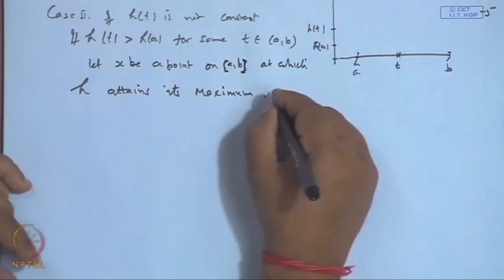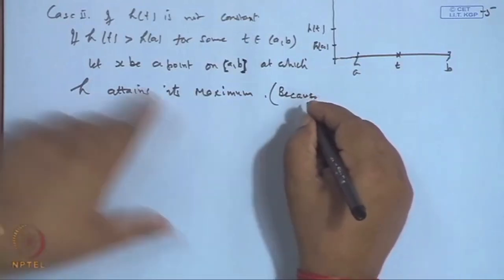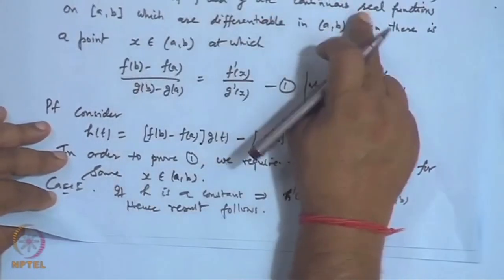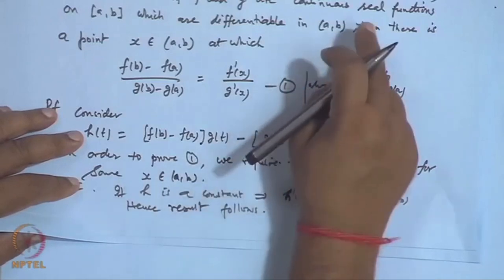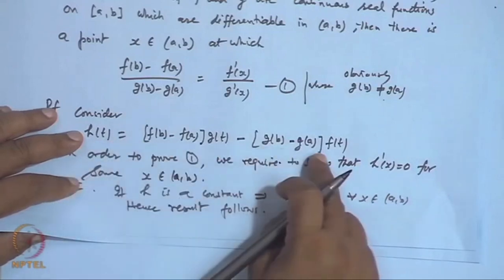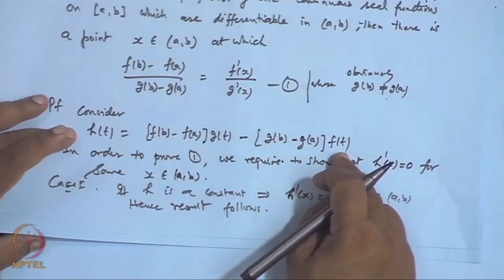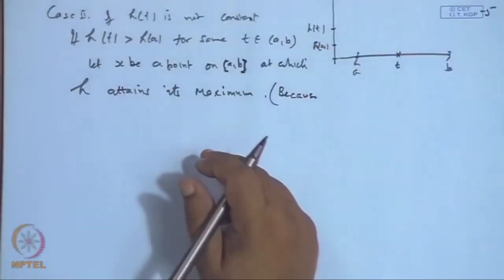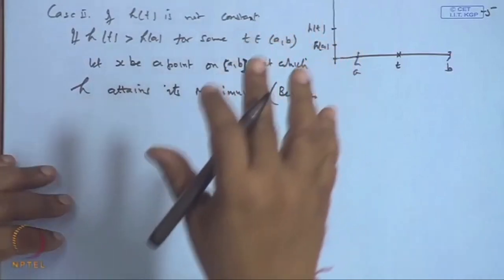Now, why is it so? The reason is this will exist because of how we defined the function h. f and g are both given to be continuous over the closed interval, so h will also be continuous over the closed interval [a, b]. Also, g and f are differentiable over the open interval, so h will also be differentiable over the open interval (a, b). And since h is continuous over the closed and bounded interval [a, b], it will attain its maximum value and minimum value at some point in the interval. That result we have seen: every continuous function on a closed and bounded set will attain its maximum and minimum value at some point.